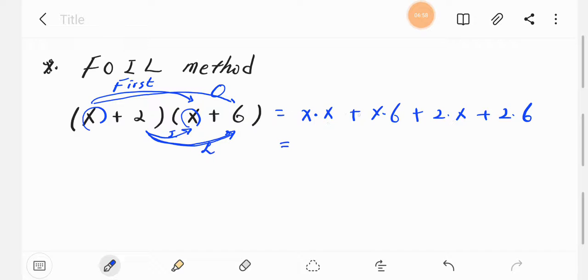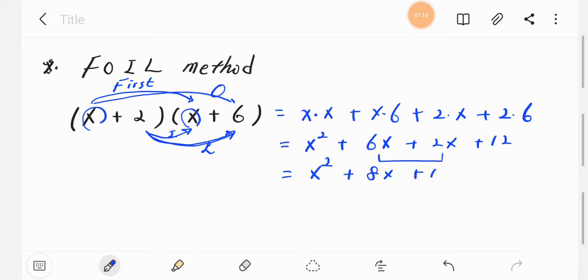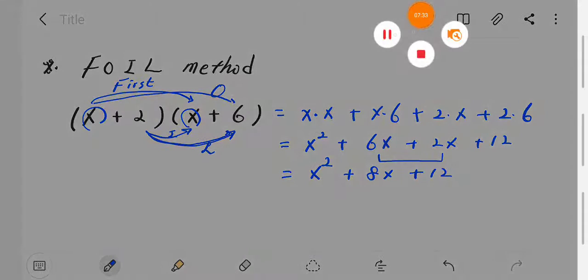And then simplify each term. So x times x is x squared and x times 6 is 6x. Write the number first. And then 2x plus 2 times 6 is 12. And then combine the like terms. So 6x and 2x. So this becomes 8x plus 12. So this is the result of the product of two binomials. So use the FOIL method: first, outer terms, inner terms, and the last terms.